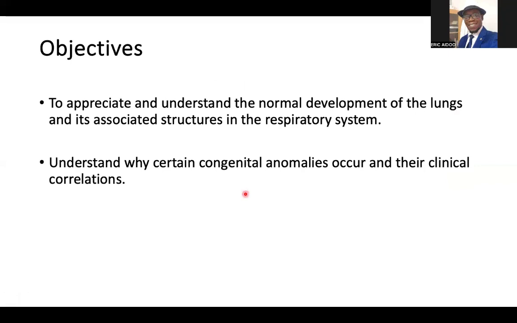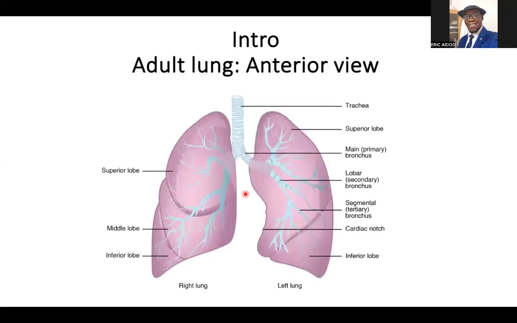Our objectives are for you to appreciate and understand the normal development of the lungs and its associated structures in the respiratory system. You should also understand why certain congenital anomalies occur and their clinical correlations.